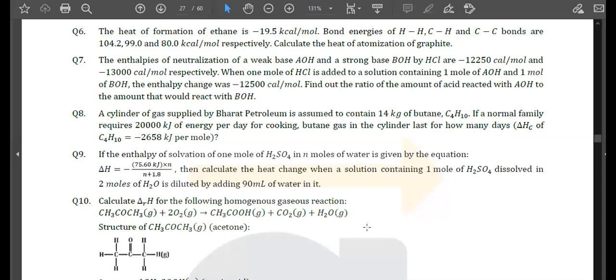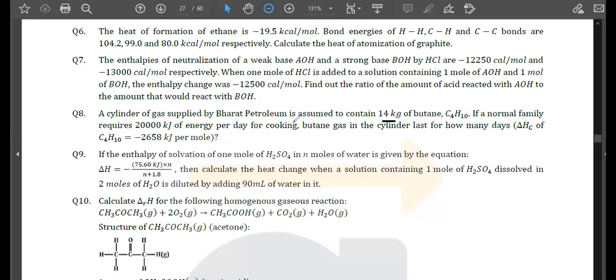Okay, question 8 and 9. So let's see. When you talk about question number 8, what is given? A cylinder of gas supplied by Bharat Petroleum is assumed to contain 14 kg of butane. If a normal family requires... Now, isn't this question very easy? You have to understand the problem first, right? What is the number of moles of this petroleum gas?